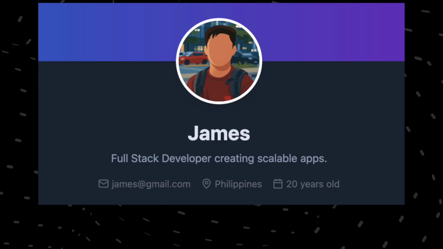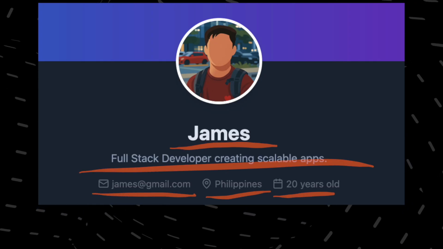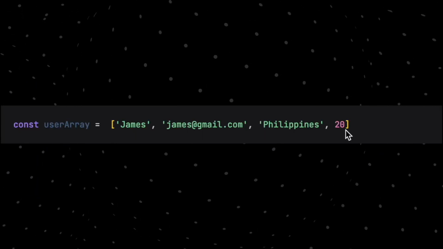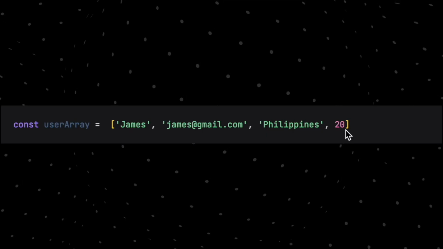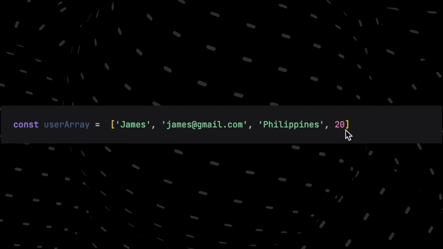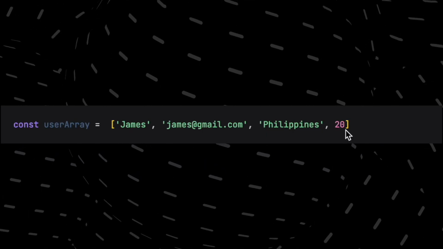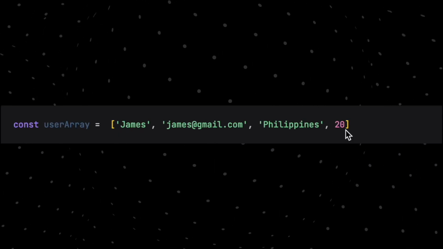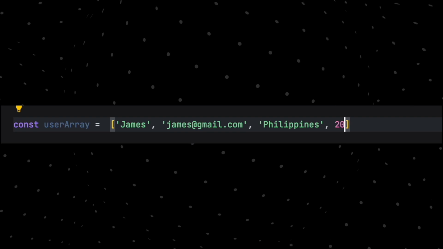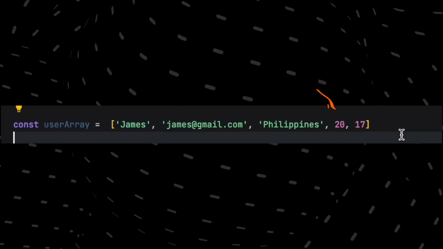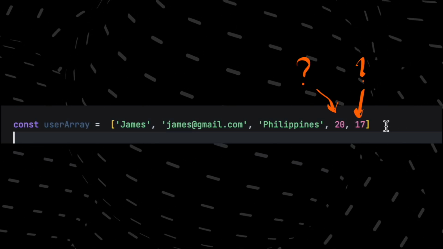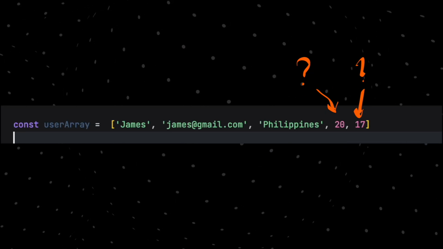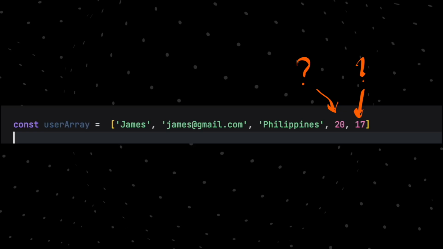So like for example, you have some user data. If we put them inside an array, it would look like this. So it kind of makes sense for simple data, right? Just like what I said for array. But what if we add his, let's say, favorite number? Now, what does 20 and 17 even mean, right? We cannot assume if 20 is his age or 17 is his age or what his favorite number is.